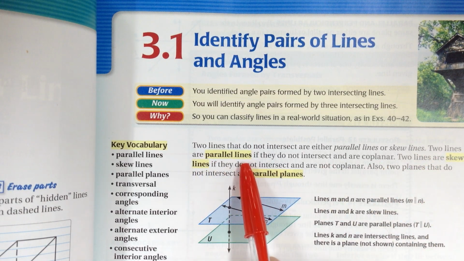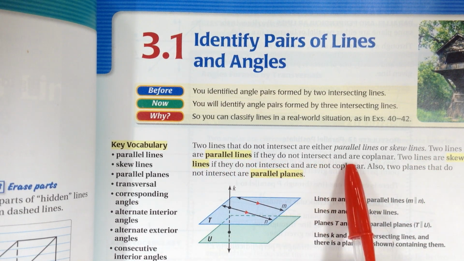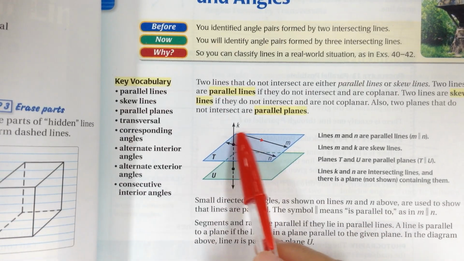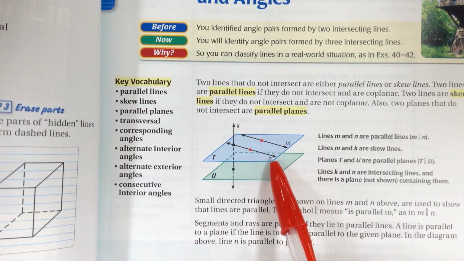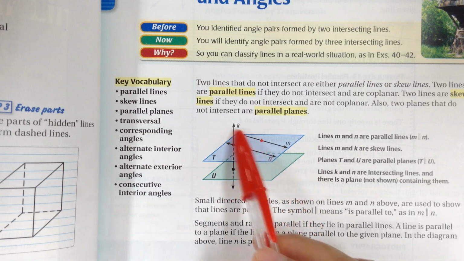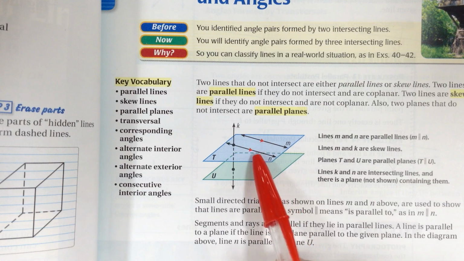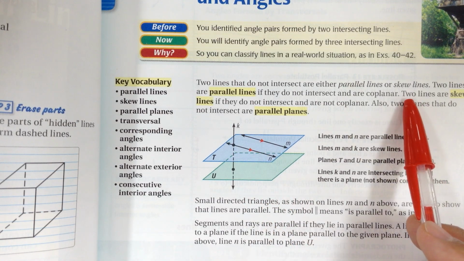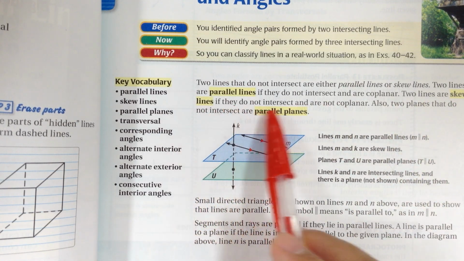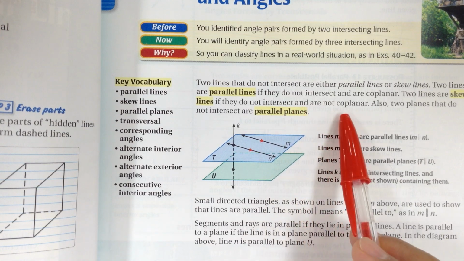Two lines are parallel lines if they do not intersect and are coplanar. So like this one over here, see the line M and line N, they are on the same plane and they never intersect. So these are parallel lines. Okay. And it says two lines are skew lines if they do not intersect and are not coplanar.